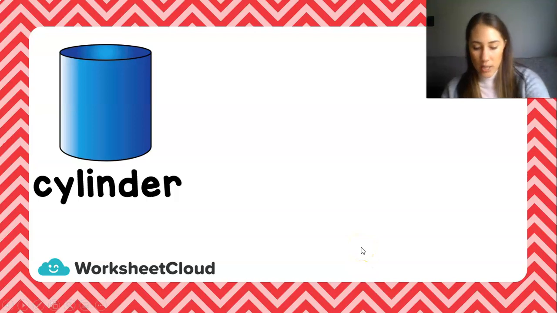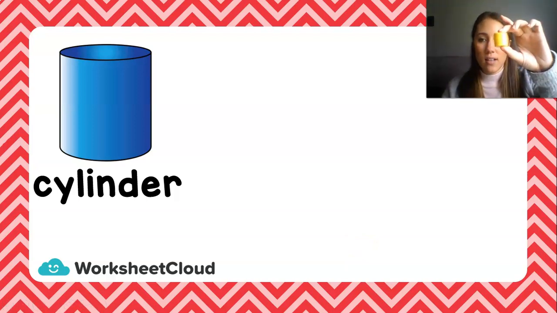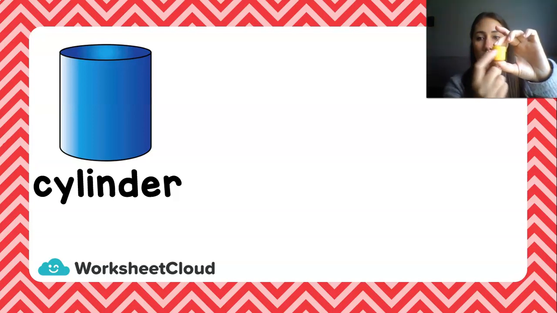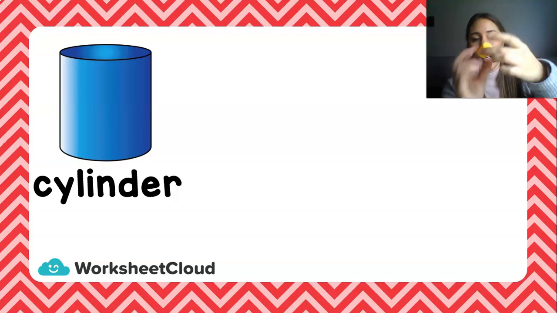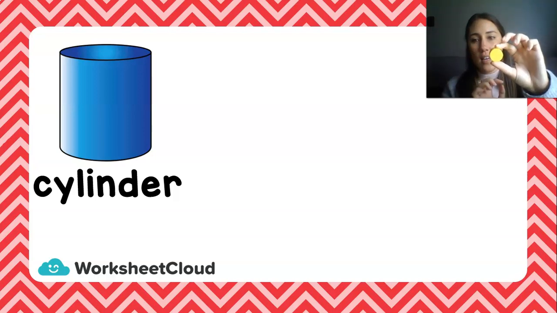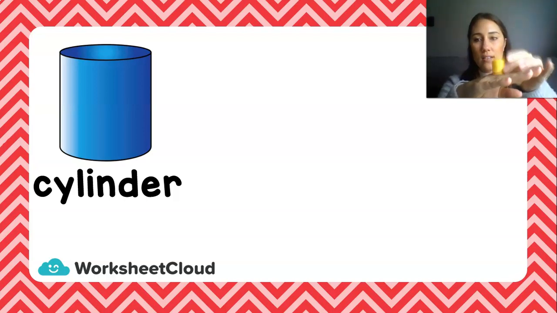Okay, our next shape we are going to look at is a cylinder. Now, a cylinder has a curved side all the way around. If I turn it, you can see it has a flat side on top. It has a circle over there. It has a circle on the other side. And if I wanted it to stand up, I could let it stand on its flat side.